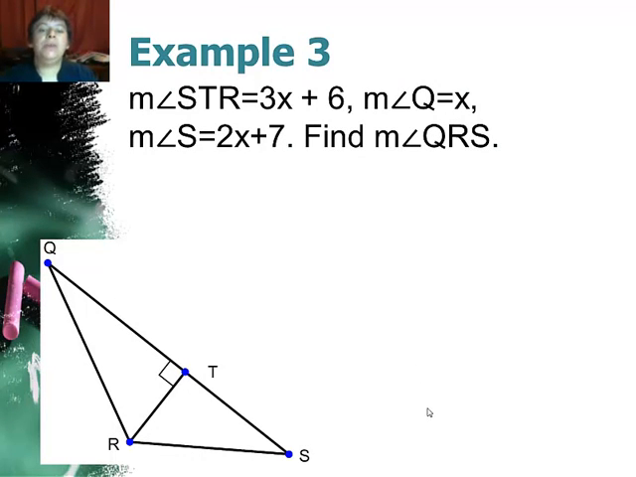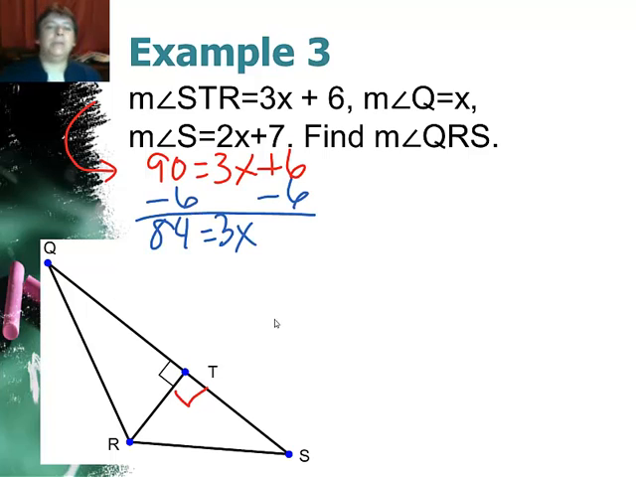All right, now let's go ahead and take a look at this example. Right now, I have a height right here. I could have had a height from Q coming on down, but for right now, this is all I have. And they tell me that angle STR is 3x plus 6. Well, since this is an altitude, I know that this angle is 90 degrees. So I can set up an equation, 90 equals 3x plus 6.